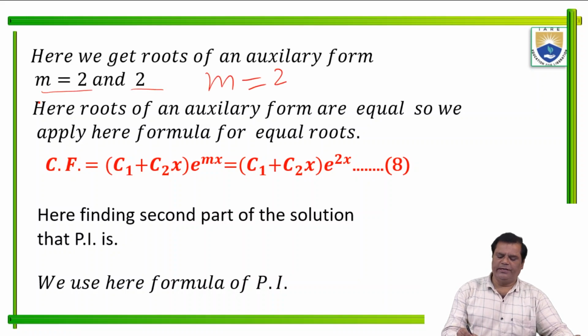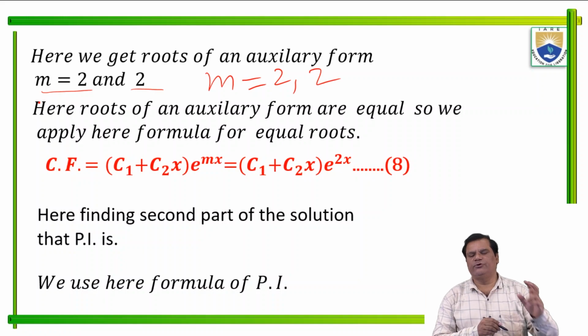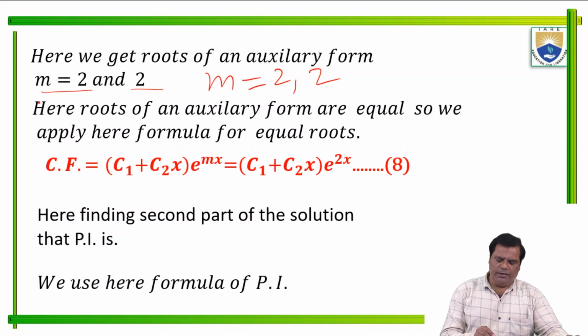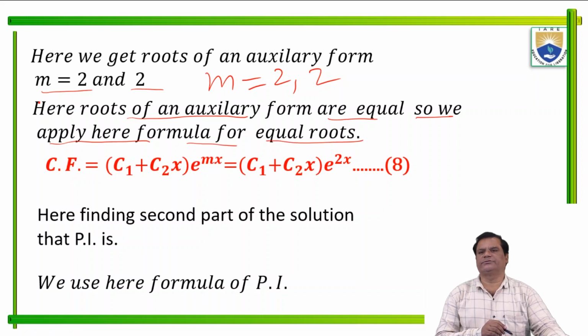Means m equals 2, 2. There are two equal roots, and the value of the roots is 2. So here the roots of the auxiliary form are equal, and we apply the formula for equal roots.